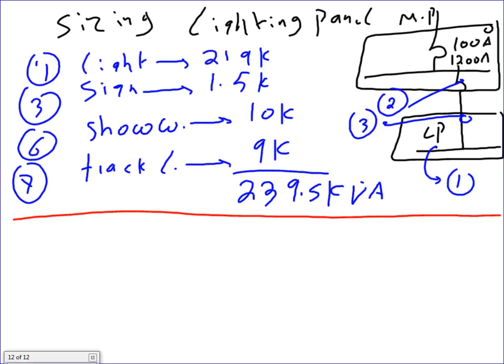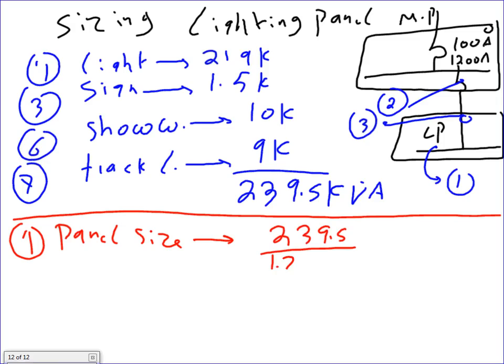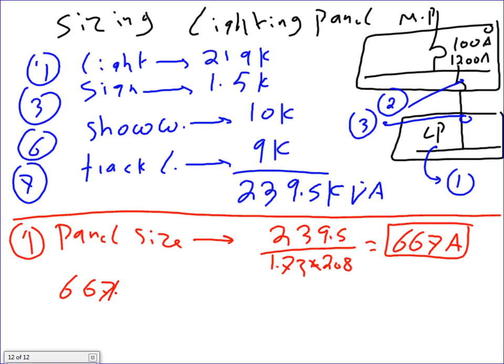I'm going to go number 1. Everybody knows what number 1 is. Number 1 is the panel. Panel size. Piece of cake. I'm not going to put codes or anything. 239.5 divided by 1.73 times 208. It's a 208 panel. What do you guys come up with? 667. 667 amp. Okay, let's go size it from the wall. 667 amp. Take it to the wall. What was it?